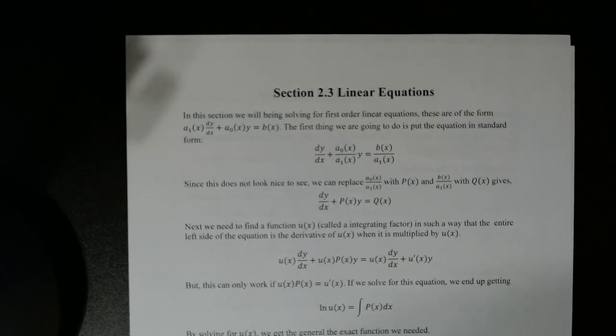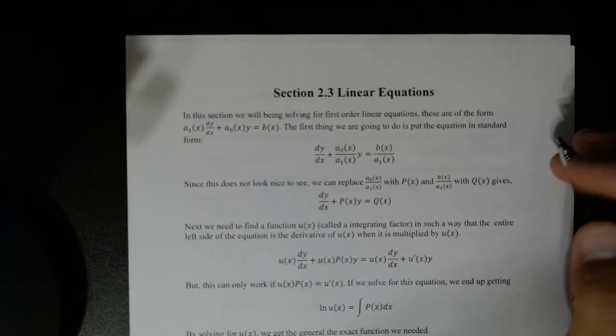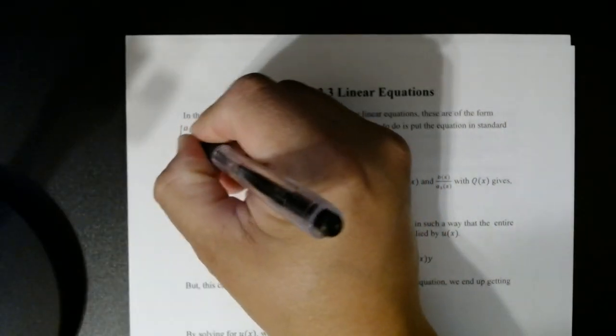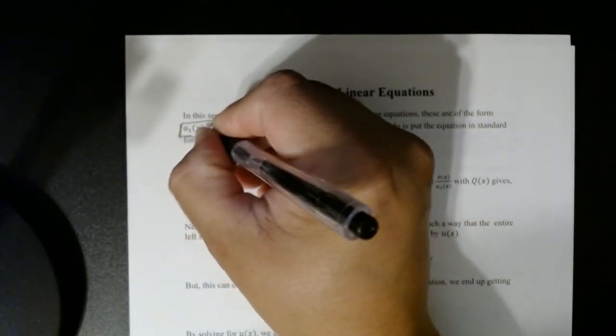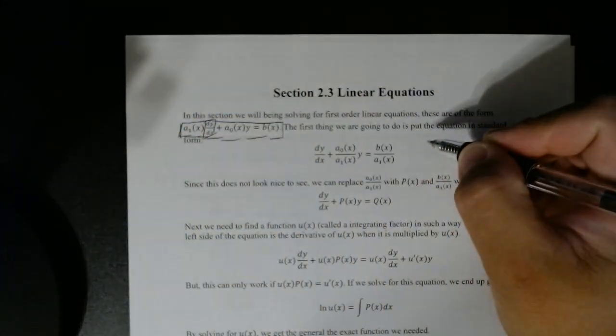So, linear equations. In this section we're actually going to learn how to solve an actual differential equation. The first part we're going to do is how do we write it in standard form. The way we write it in standard form is, well, we're first going to be given something like this. Standard form basically means I want the derivative to be by itself, or just a 1 in front of it.